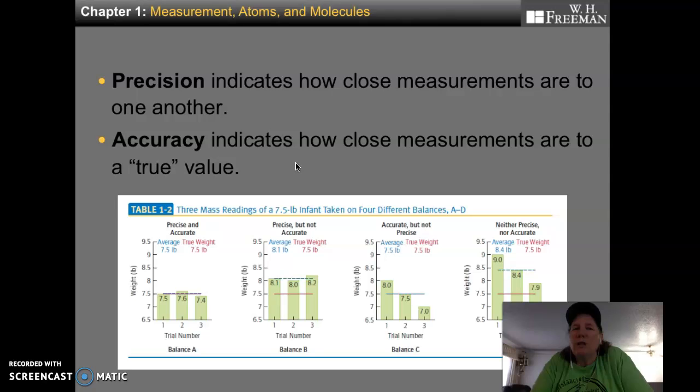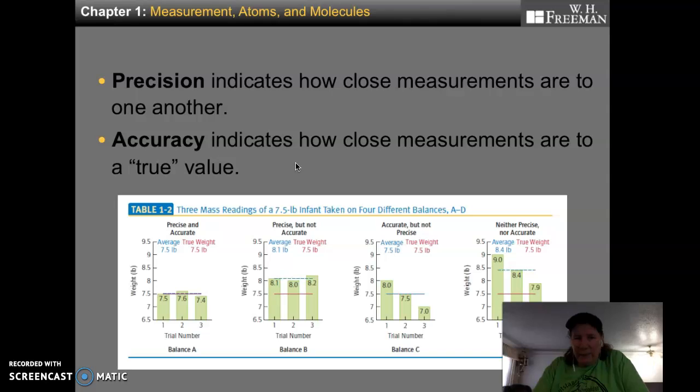Anyway, precision is how close your measurements are to one another. Let's say you're doing an experiment and you do 10 trials. You look at your numbers and see how close they are to each other. If they're not close to each other, you weren't very precise. Something happened and you weren't taking very good measurements. Accuracy is how close you are to the right measurement. One thing you have to have for accuracy is you have to know what the right answer is. But ideally, what you want to be is precise and accurate.